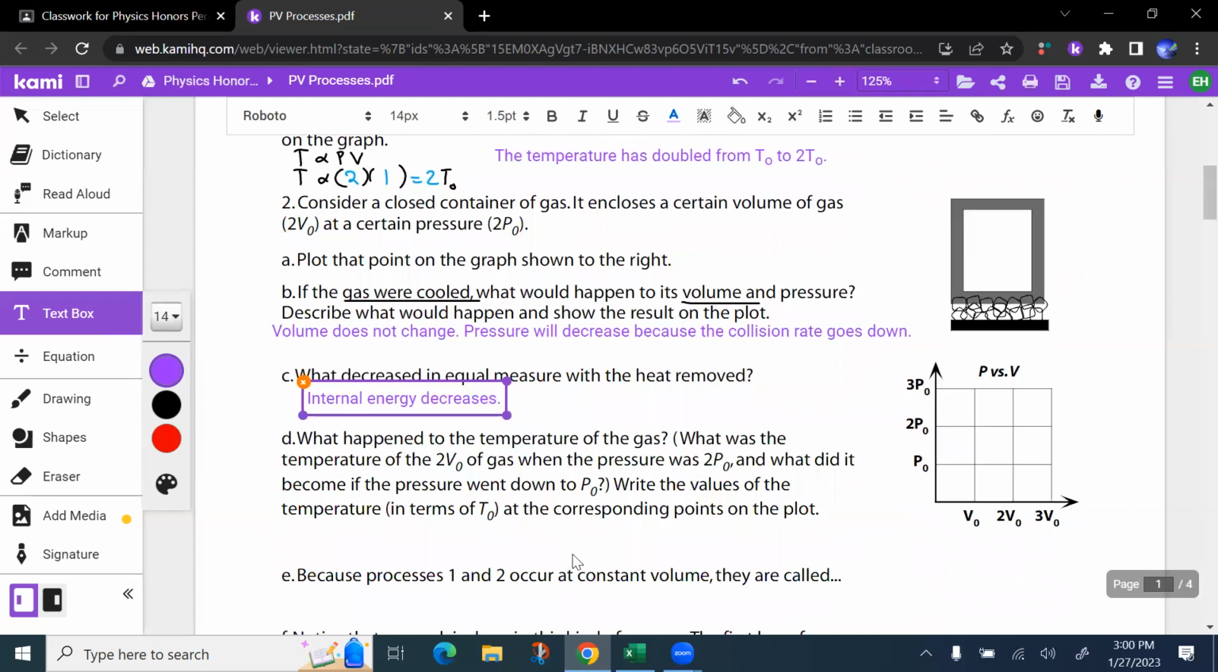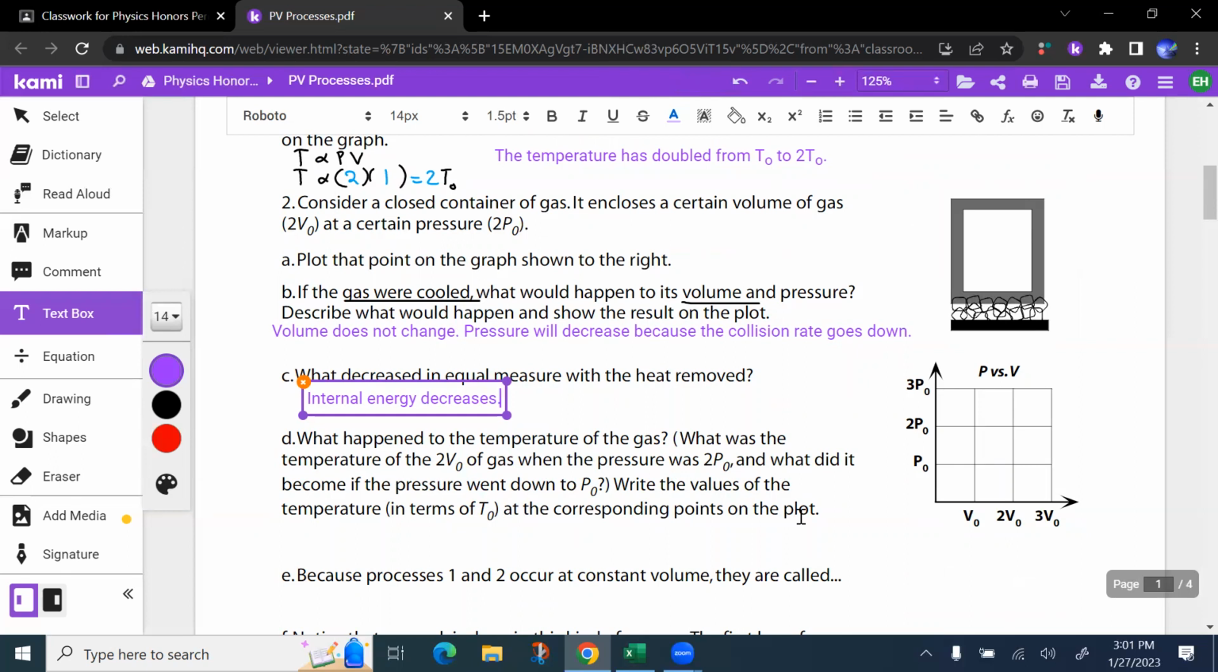What happens to the temperature of the gas? Well, specifically, it says, what was the temperature of 2V of gas when the pressure was 2 P naught, and what did it become if the pressure went down to P naught? Write the temperatures in terms of T naught at the corresponding points on the plot.